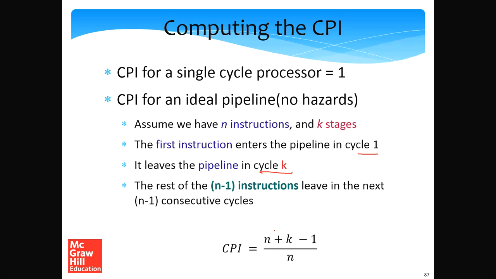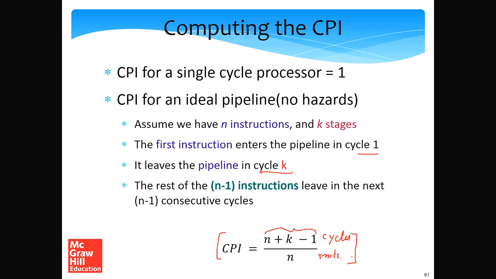So the total number of cycles that we spend is n-1 plus k, because we spend the first k-1 cycles not doing anything. So for n instructions to pass through a k stage pipeline, it will take n plus k-1 cycles. Since there are n instructions, the CPI will be (n plus k-1) divided by n. This is also a very important equation and should be appreciated and understood to its full extent.